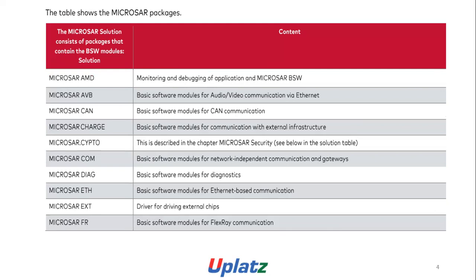The MICROSAR solution consists of packages that contain the BSW module solutions: MICROSAR AMD, monitoring and debugging of applications; MICROSAR BSW; MICROSAR AVB, basic software modules for audio video communication via Ethernet; MICROSAR CAN, basic software module for CAN communication; MICROSAR Charge, basic software module for communication with the external infrastructure; MICROSAR Crypto, described in the chapter MICROSAR Security; MICROSAR COM, basic software module for network independent communication with gateways; MICROSAR DIA, basic software module for diagnostics; MICROSAR ETH, basic software module for Ethernet-based communication; MICROSAR EXT, driver for driving external chips; MICROSAR FR, basic software module for FlexRay communication.